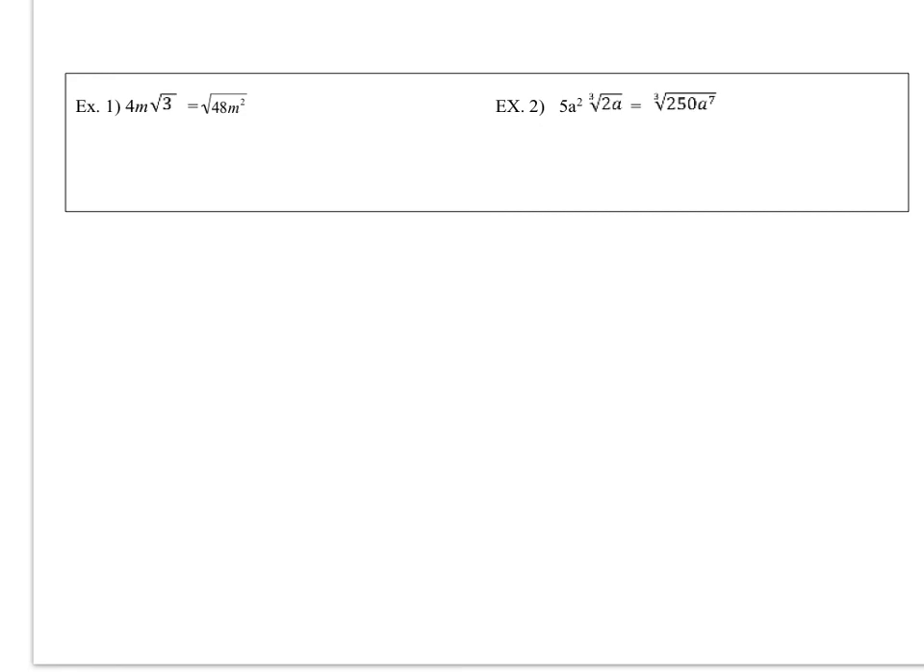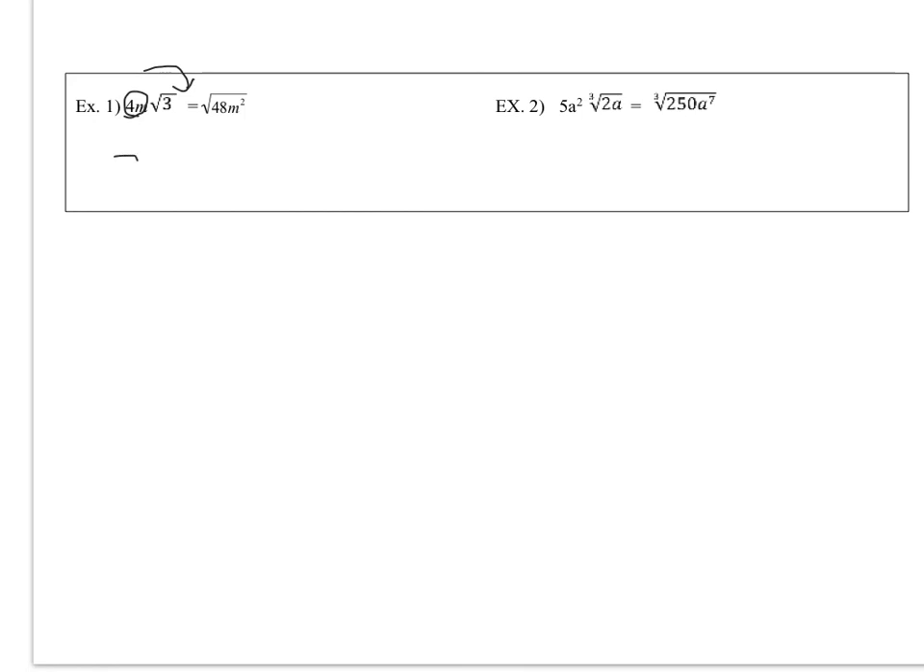Well, the opposite of finding the square root of something is to square it. So if you think about it, what was 4m before I actually took it out? Well, if you square 4m, that gives you 16m squared. So let's think about that. You're going to square the outside, put it back in the inside.